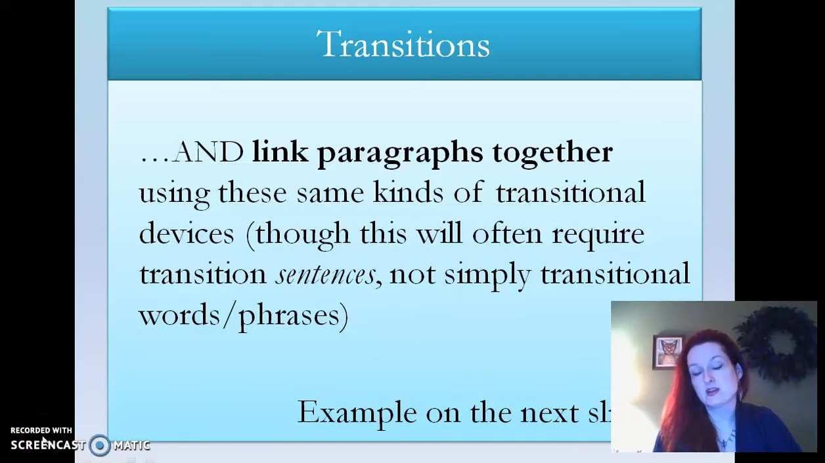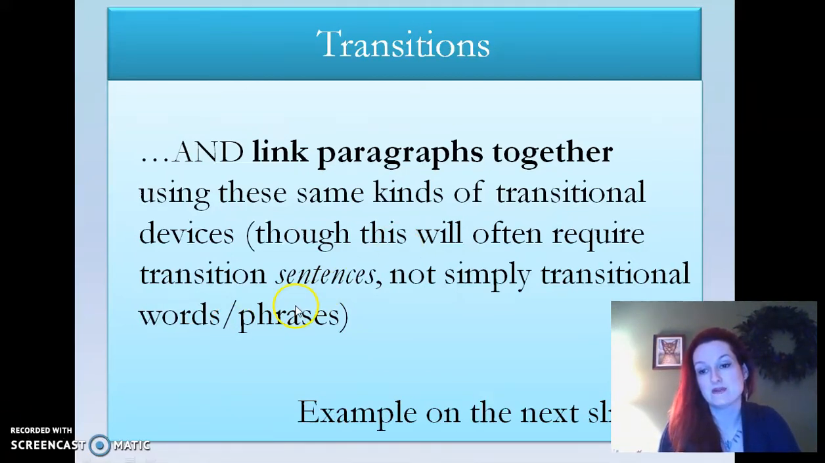Okay, so transitions can also be used to link paragraphs together. And oftentimes when you're linking paragraphs together, you will need a transition sentence or sometimes even two, not just a word or a phrase. It just depends on the situation, obviously, but just know that sometimes it will take a transition sentence, not just a transition word, to link paragraphs.